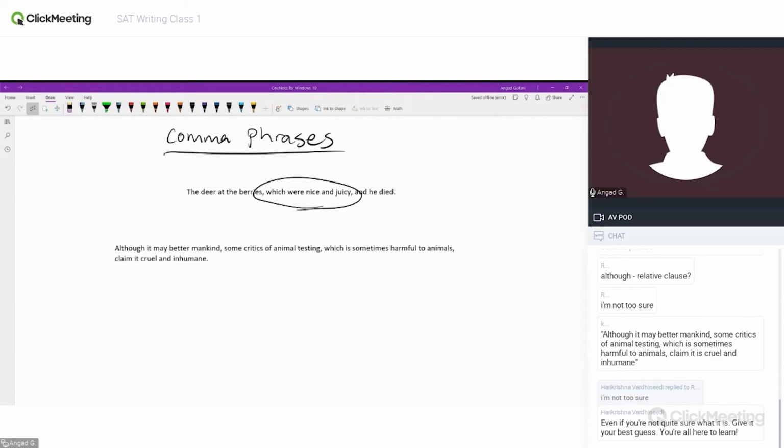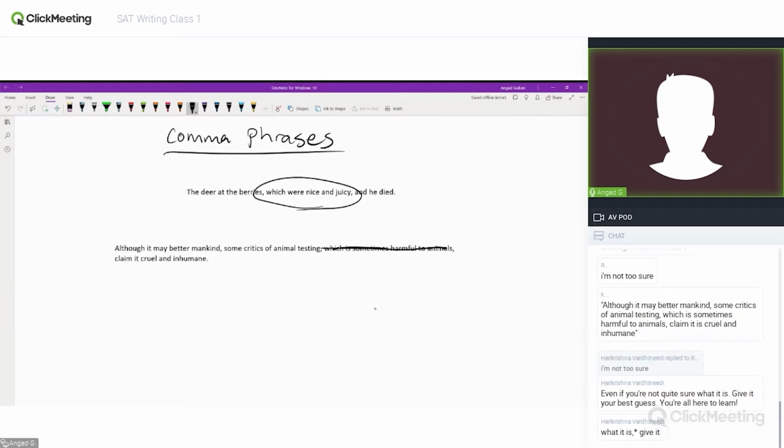Most of you guys did get this part right, that this is the comma phrase right here. Let's just cross this out: which is sometimes harmful to humans. It's unnecessary information. Some critics of animal testing claim it cruel and inhumane. The sentence still flows without it, right? So that's an even better indicator that this is a comma phrase. We also have this, although it may better mankind, right? It's unnecessary information, so we can cross this out. It's set off by this comma here. Do you guys get that?